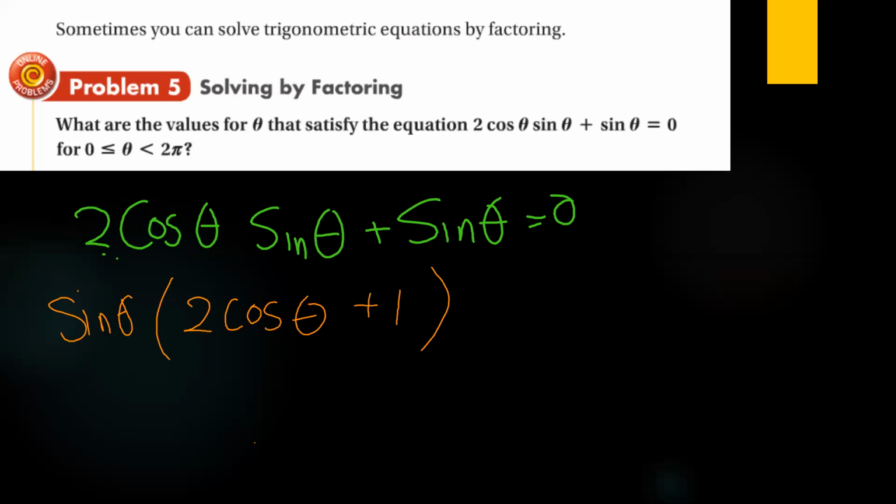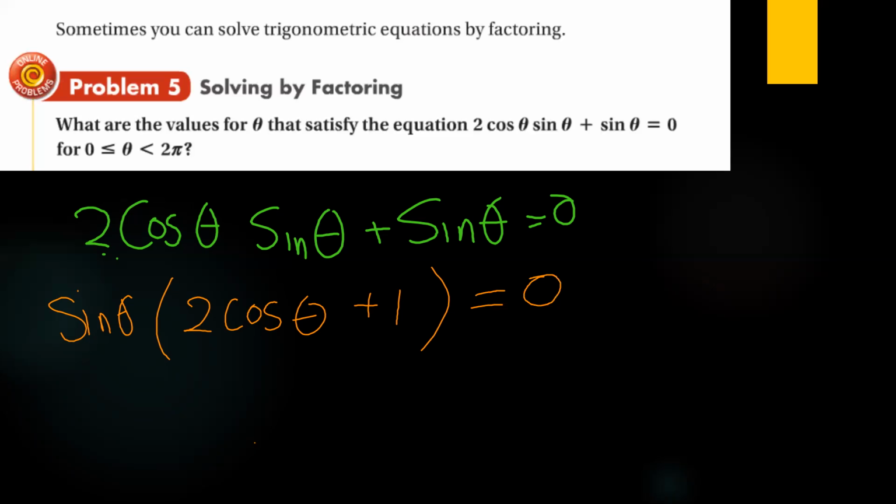We actually took it a lot, in grade 8 or grade 9. Here you take sine of theta outside, then try to divide each term by the common factor. When you divide 2 cosine of theta sine theta by sine, you get only 2 cosine, and sine over sine, we get only 1, equals 0. So here, sine of theta times 2 cosine of theta plus 1.